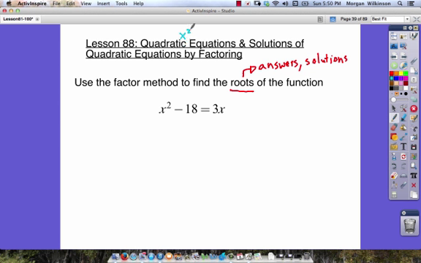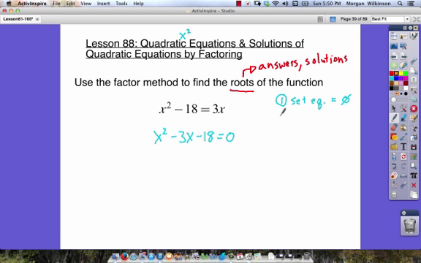So in this problem, when we're using the factor method to find the roots of the function, what we have to do is set the equation equal to 0. So that's step 1. So set the equation equal to 0. So what we're going to do in order to do that is subtract 3x from both sides. So we're going to get x squared, and we're going to write it in descending order based on the variable, minus 3x minus 18 equals 0. Okay, we've got step 1.